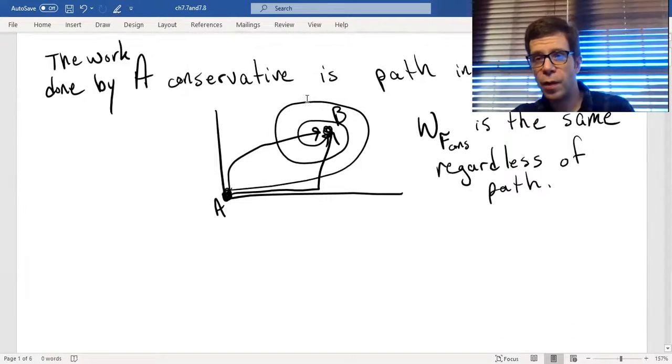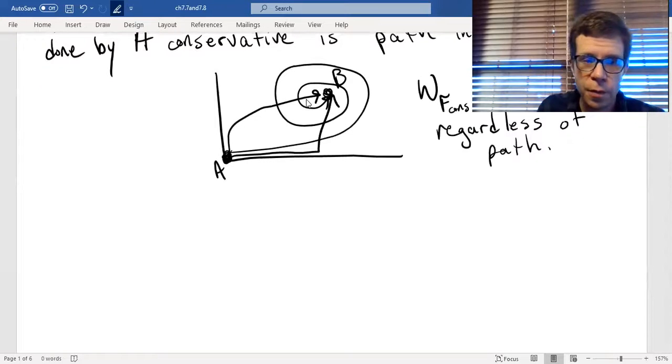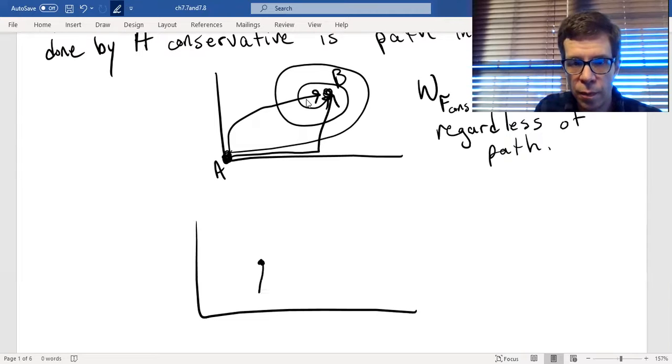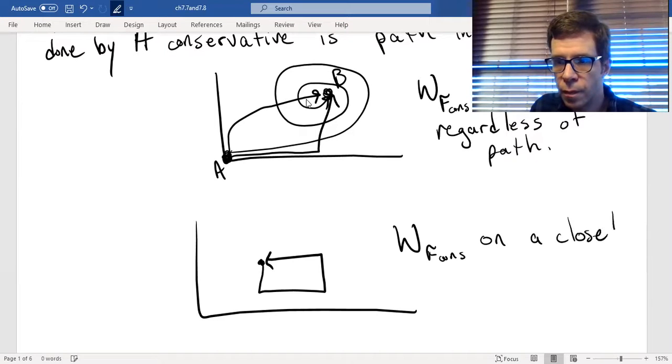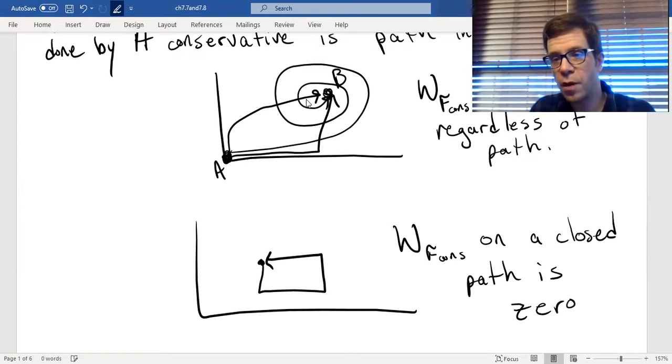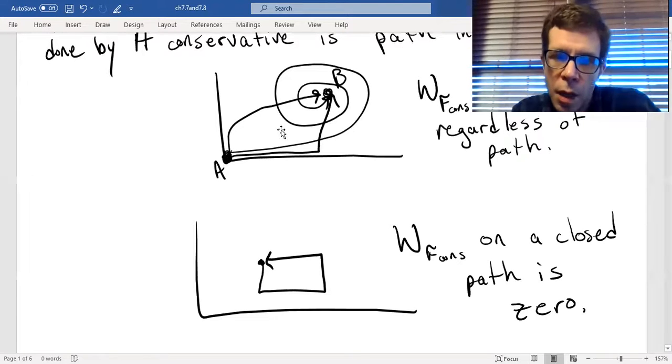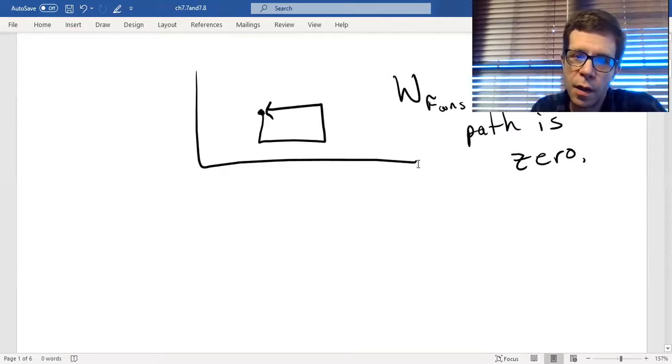All right, so this has a couple of effects. First of all, if we look at any closed path, so that means if I go back to the point where I started, then the work by a conservative force on a closed path is zero, right? Because you end up back where you started. And you can think about this in other ways too.